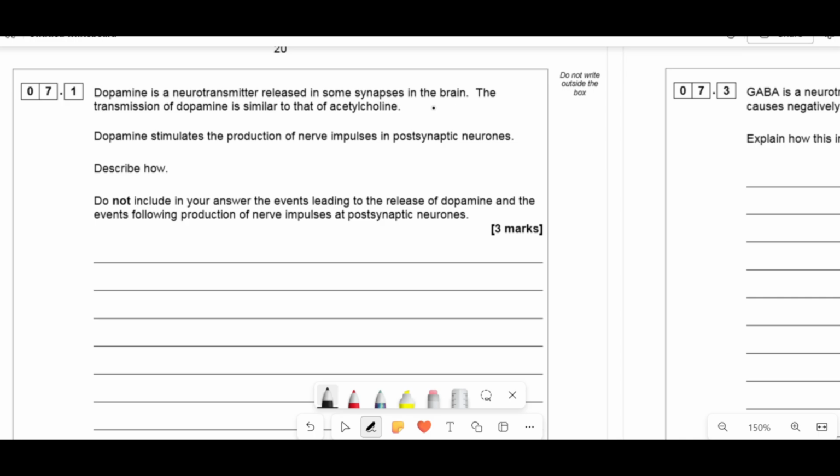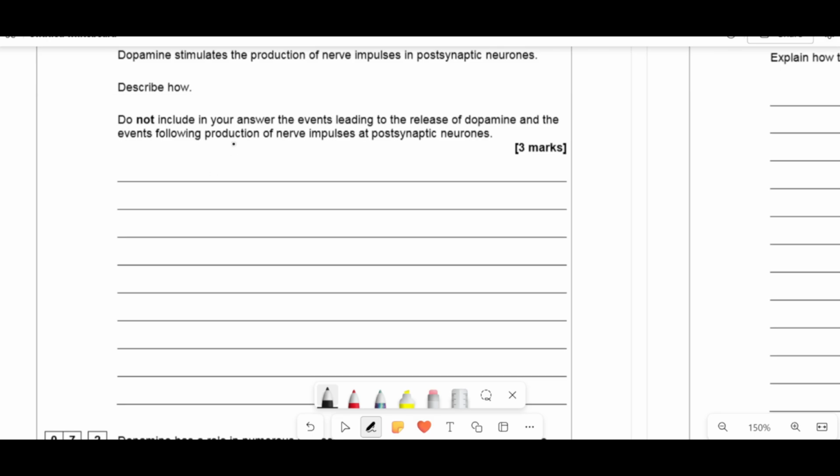Dopamine is a neurotransmitter released in synapses in the brain. The transmission of dopamine is similar to that of acetylcholine. It stimulates the production of nerve impulses in the postsynaptic neuron. Describe how. Do not include the events leading to the release of dopamine and the events following the production of nerve impulses. Right, but just for the sake of teaching you guys how it works, I'm just going to quickly talk about the events beforehand, but we don't need to talk about it in the answer.